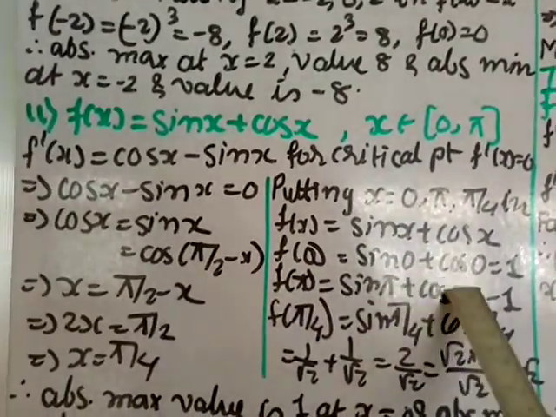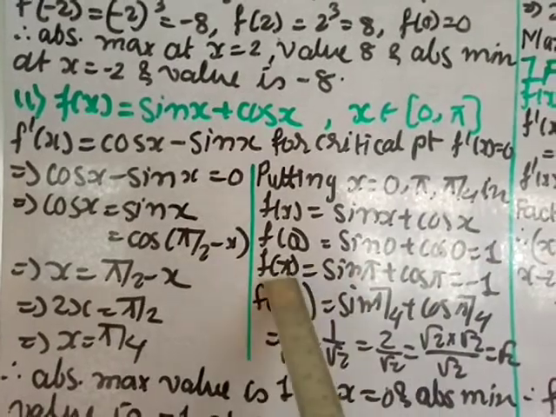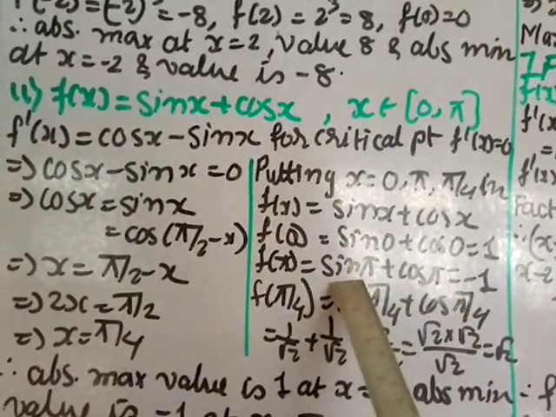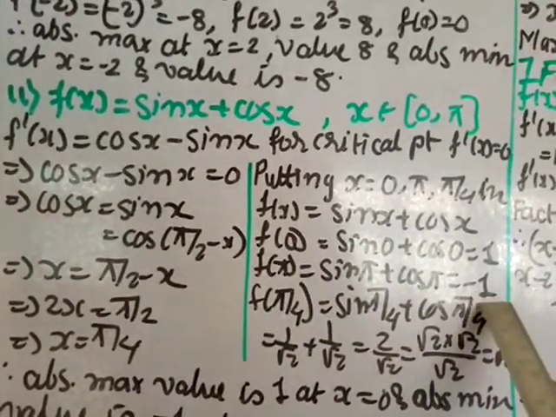Sin 0 is 0 plus cos 0 is 1. So the answer is 1. Then put pi: sin pi plus cos pi. Sin pi is 0, cos pi is minus 1. So the answer is minus 1.